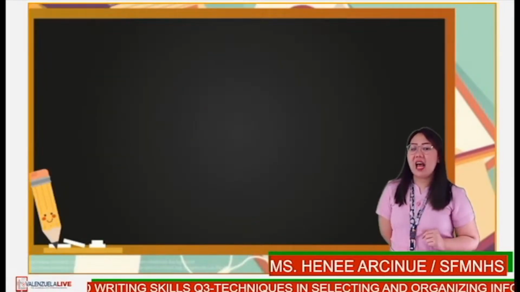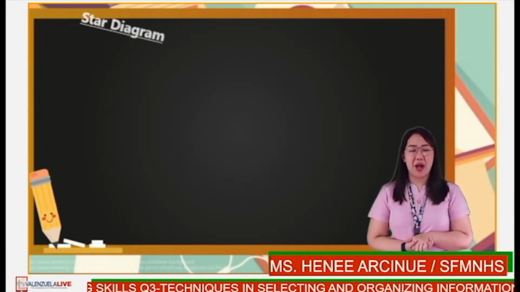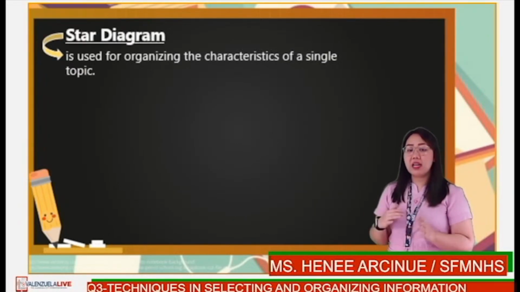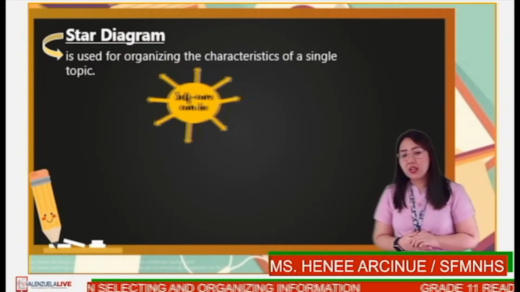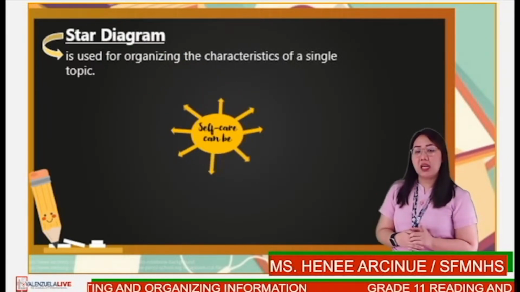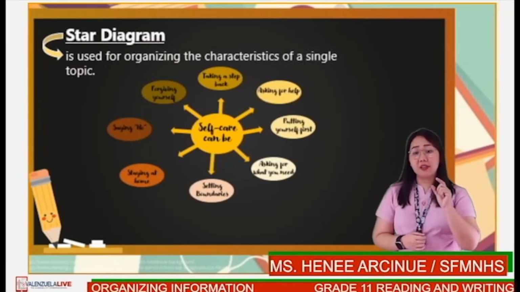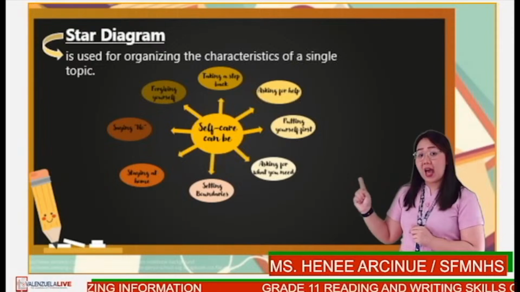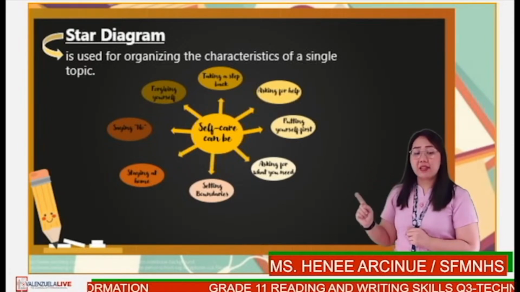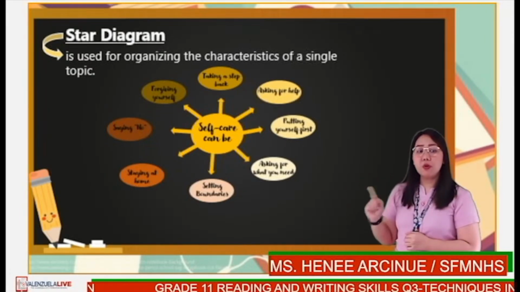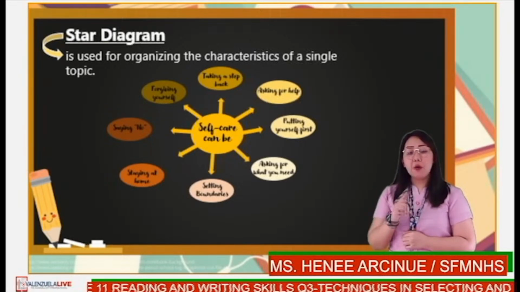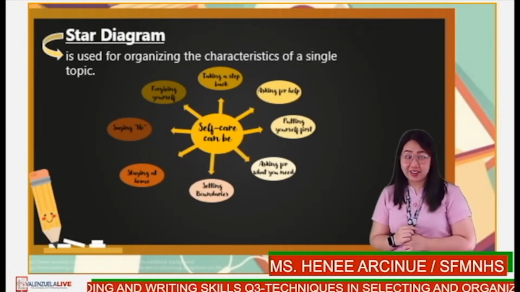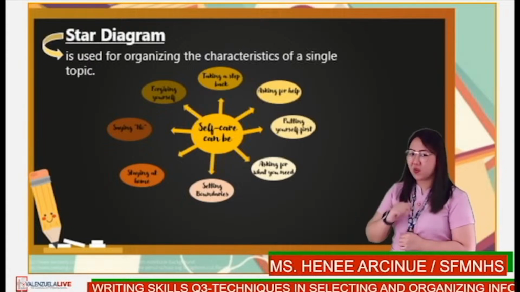Second to the last, we have the star diagram. It is used for organizing the characteristics of a single topic. The central space is used for displaying the topic with each point of the star listing some facts, attributes, or traits about a topic. Most of the time, we use this kind of diagram if we will describe the characteristics of a character in a story.